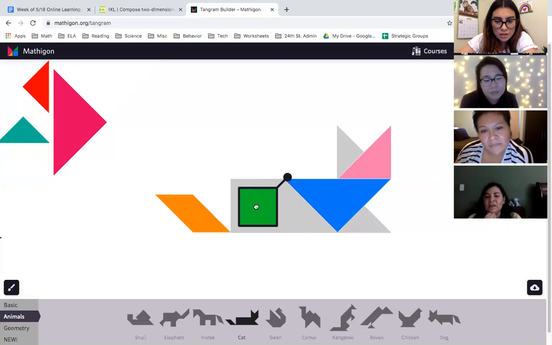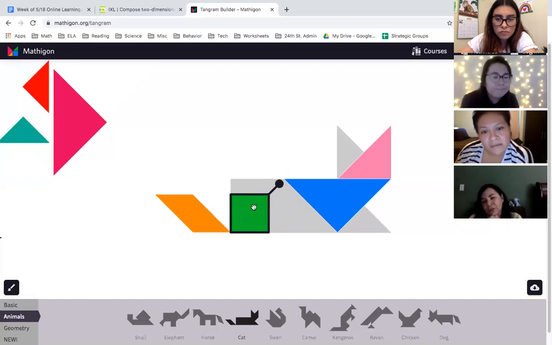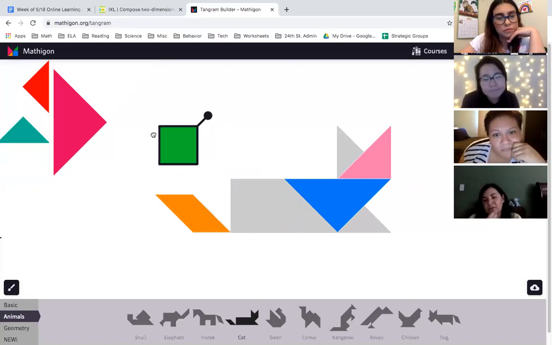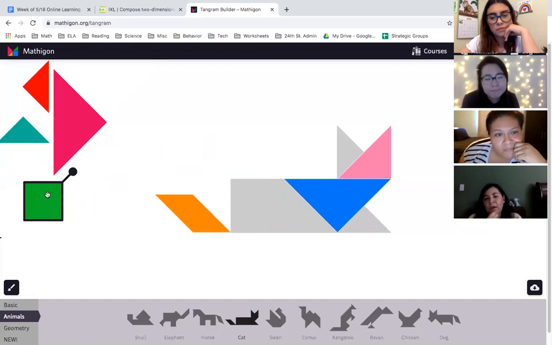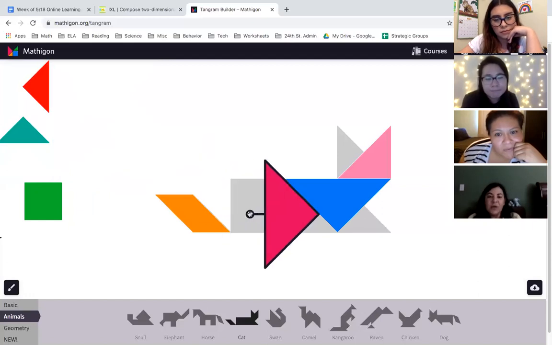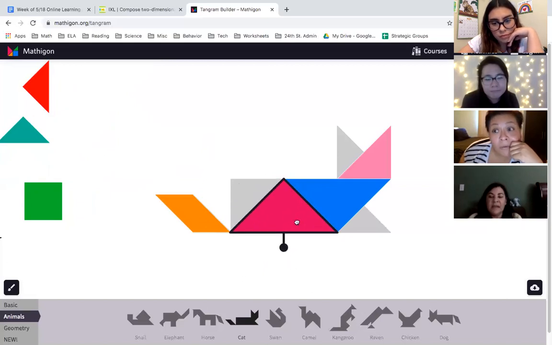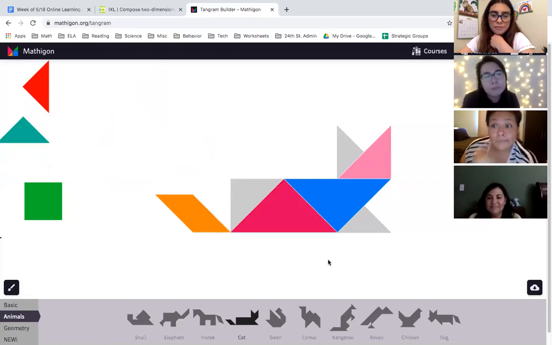Ooh, that's a little on the small side. So I don't think that's going to work. Yeah, so we can move that out. And let's try that fuchsia colored triangle and slide it over next to the blue, but tilt it the other way. And then slide it up right there. Ooh, okay. So we got a bigger part of the body done.